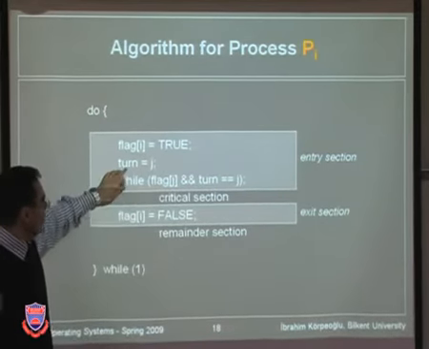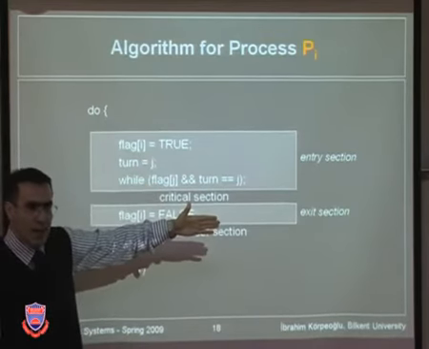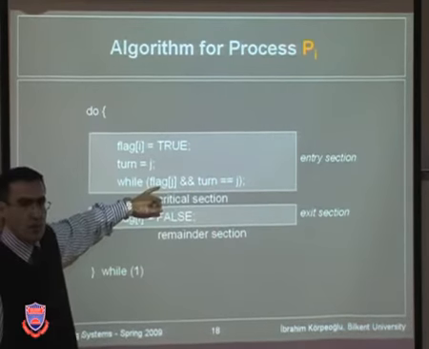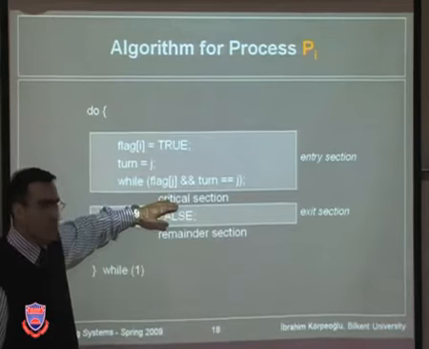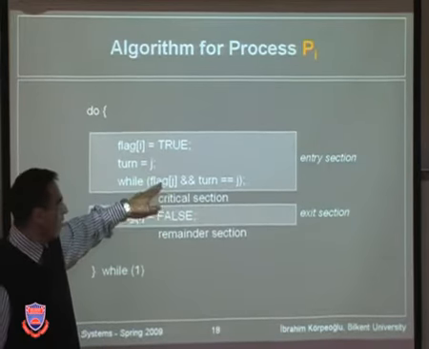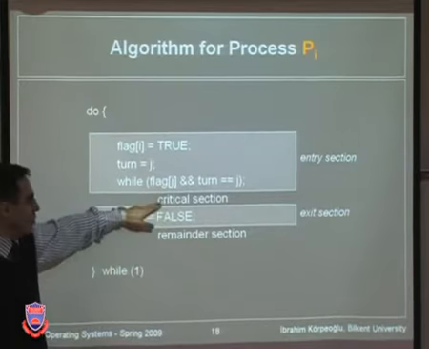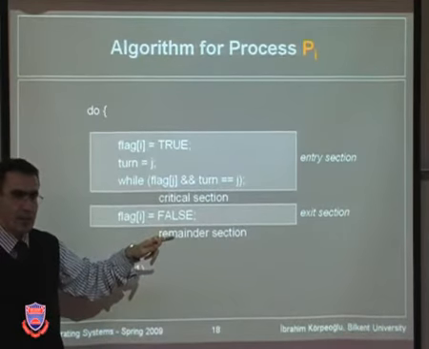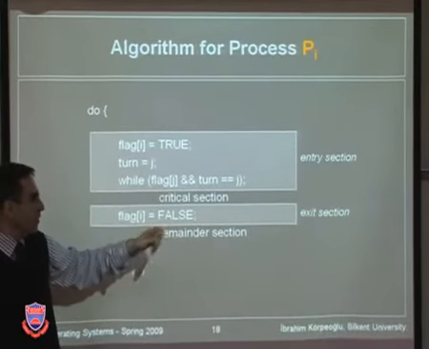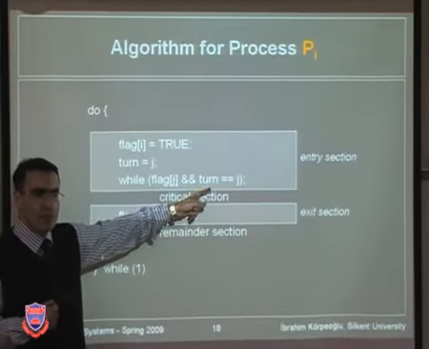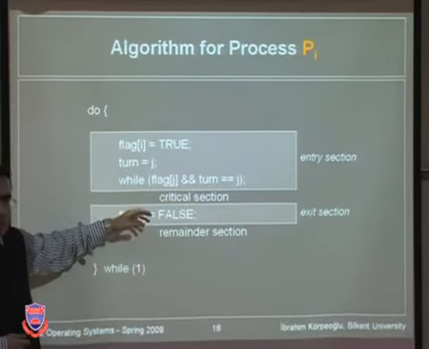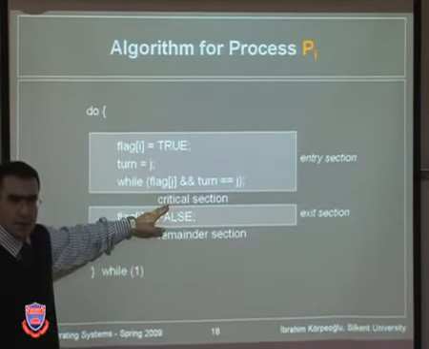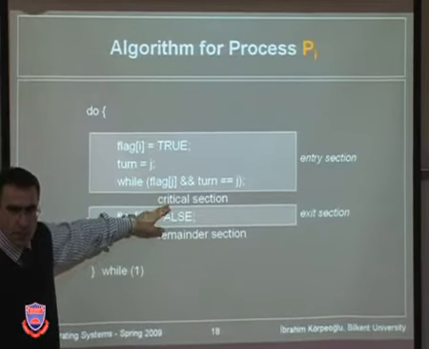That means even though I had set the turn to J, I have been nice to him, but actually he is not interested to enter the critical section. So this condition will be false for him, right? And I will be able to enter the critical section because I will be breaking the while loop immediately and going to the critical section. So I can go into the critical section if the other guy is not interested to enter the critical section, or that he is interested but the turn is mine. If the turn is mine, or if the other process is not interested, then I can go and enter my critical section, okay?